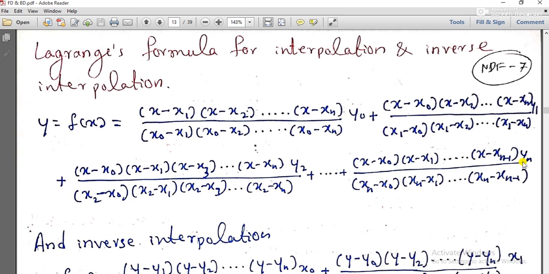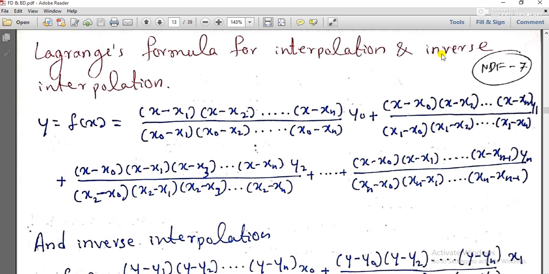For the nth term, yn, xn is absent: x minus x naught, x minus x1, x minus x2, x minus x3, x minus x4, and so on, up to x minus x(n minus 1), divided by xn minus x naught, xn minus x1, xn minus x2, and so on up to xn minus x(n minus 1). This is Lagrange's interpolation formula.